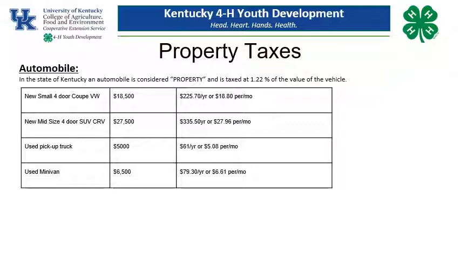For example, if you purchase the new four-door Volkswagen at $18,500, that would be $225.70 per year, or $18.80 per month. Therefore, you would subtract $18.80 from your checkbook register. Now, take a moment, pause this video, and subtract the amount based upon the decision you made for your automobile purchase in the last slides.